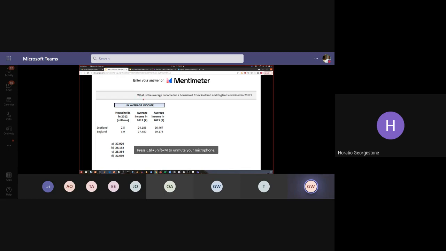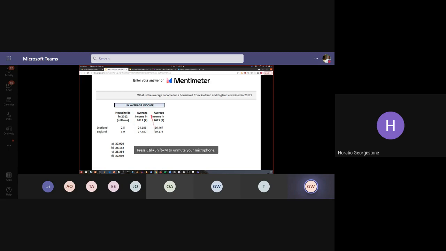It's a bit weirdly worded, this question, but let me just read it out. What is the average income for a household from Scotland and England combined in 2012? It's a bit weird because you might interpret it as a household from Scotland and England combined, like some kind of combined household, but it actually means what's the average income for a household based on all of Scotland and England combined in 2012. But the thing that all of you did right was you identified that we need to use the 2012 data.